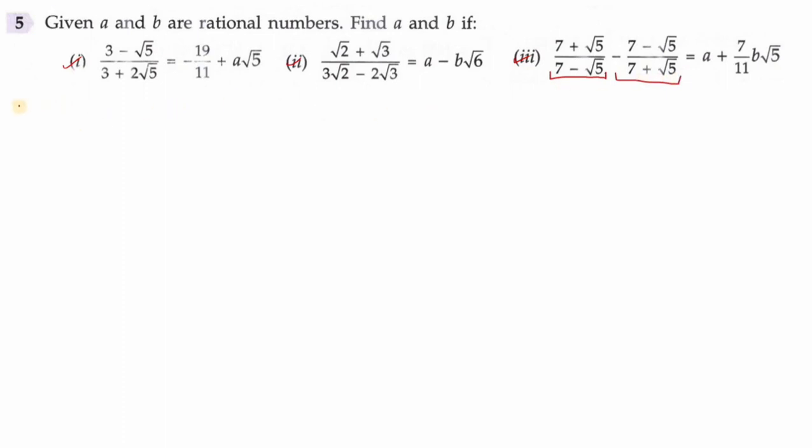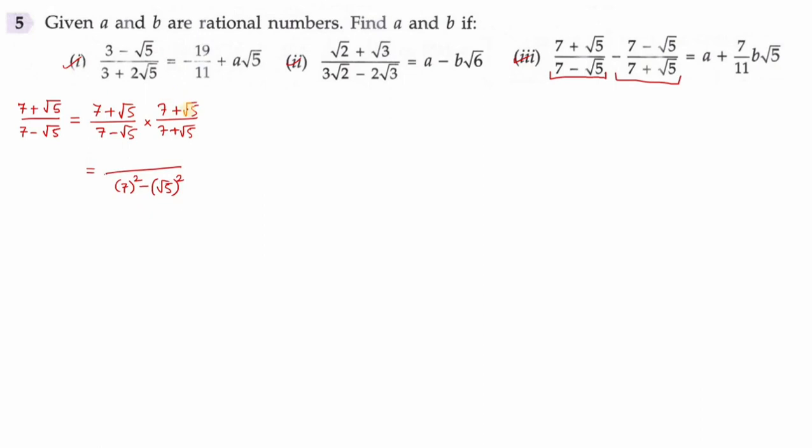The first one is 7 plus root 5 by 7 minus root 5. So we will first rationalize the denominator. We have 7 plus root 5 by 7 minus root 5. You have a minus b in the denominator, so obviously I'll multiply by 7 plus root 5 on both numerator and denominator. The denominator is a square minus b square, so it is 7 square minus root 5 square in the denominator.